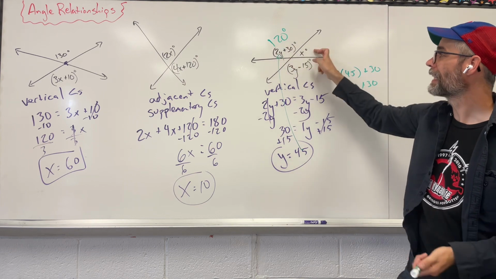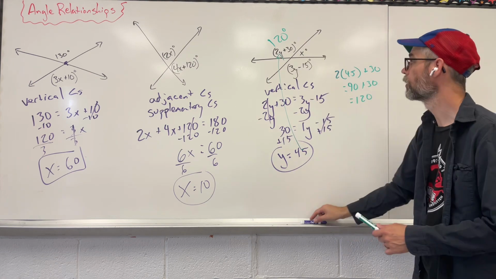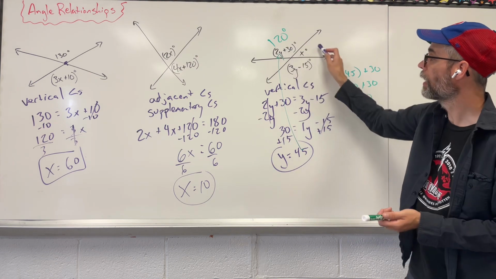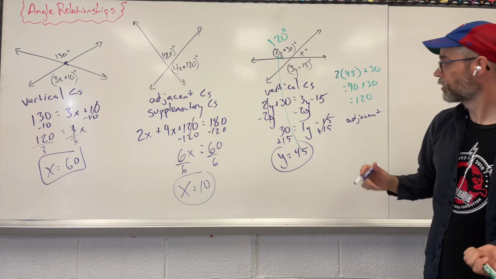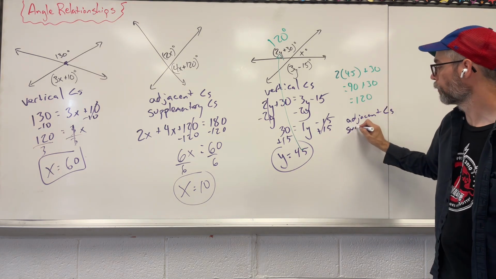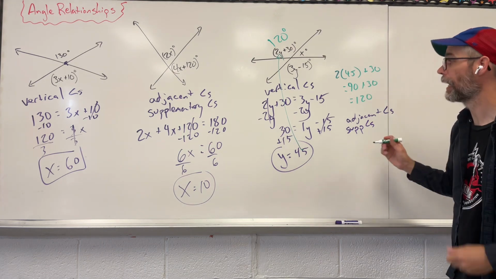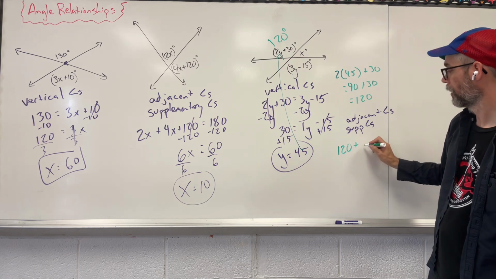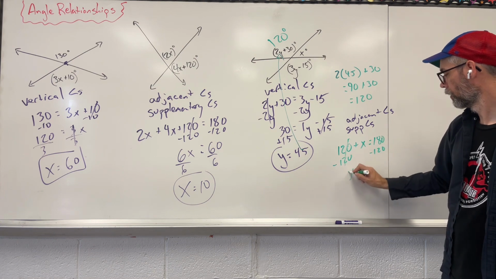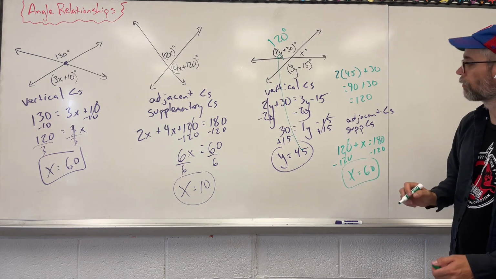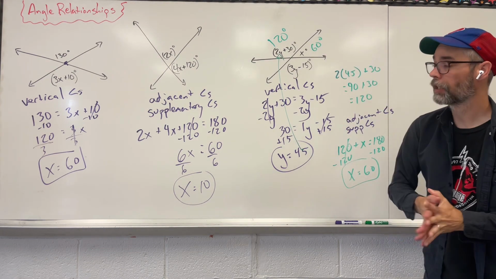Because I know that, I can then find this because these two are next to each other. We can call these adjacent angles. So not only do we have vertical angles, we then have adjacent angles. And those adjacent angles, what do we know about them? They're supplementary angles, which add up to 180 degrees. So I can then say 120 plus x equals 180. Move that 120, x equals 60 degrees. So we then know that that whole thing is 60 degrees. And that's using angle relationships to solve for x and y.